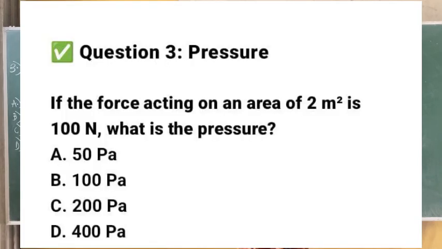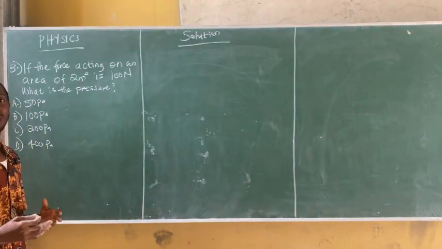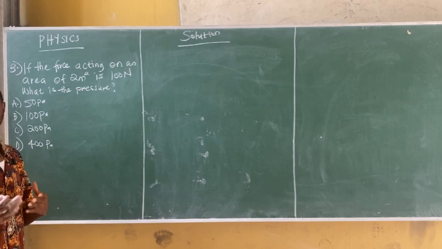Question 3 says, if the force acting on an area of 2 meters squared is 100 newtons, what is the pressure? Option A says 50 pascal. Option B, 100 pascal. Option C, 200 pascal. D, we have 400 pascal. So let's solve. Solution. What is pressure? Pressure can be defined as the force acting per unit area.